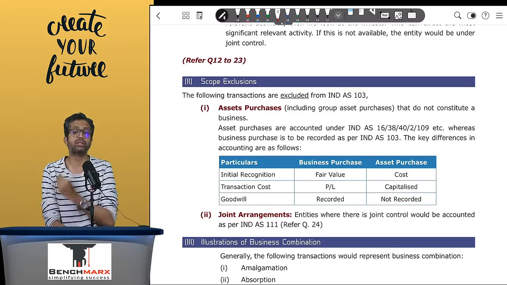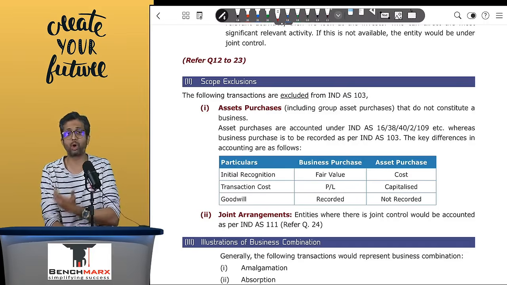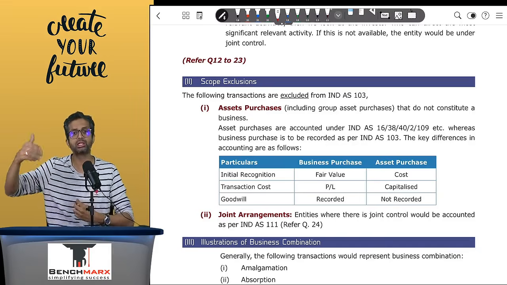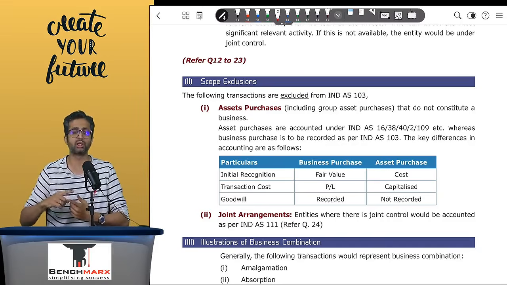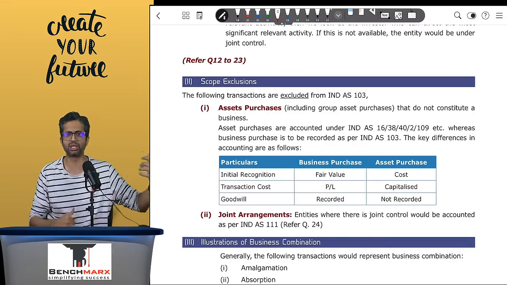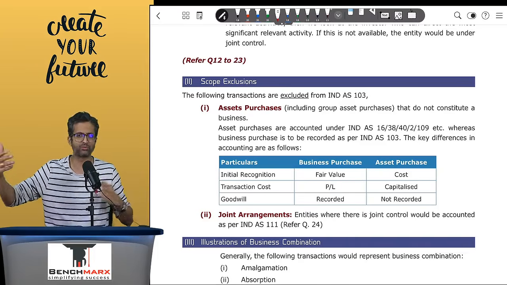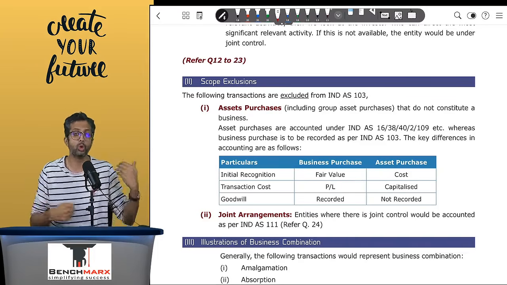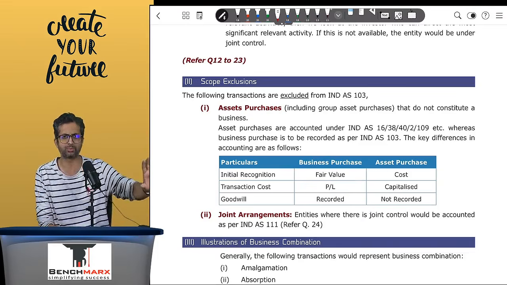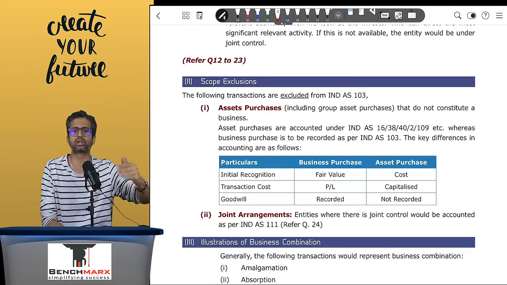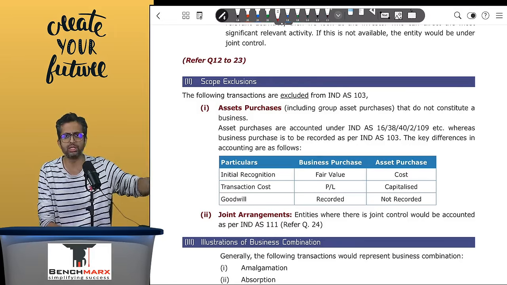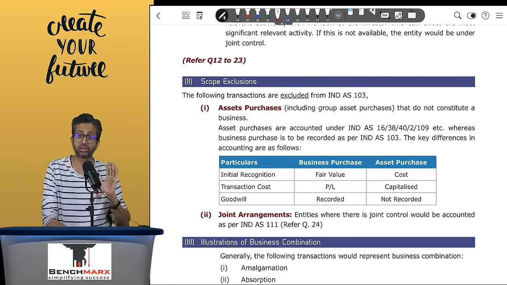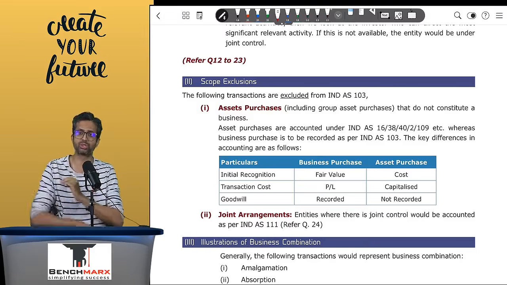And second is if there's a pure asset purchase, in which case obviously business combination will not apply, and the respective standards will apply, like IND AS 16 for PPE, IND AS 38 for intangibles, IND AS 109 for financial instruments, etc. So what is the distinctive difference between these two? Well, in asset purchase, in most of the standards, initial recognition happens at cost, like PPE, intangibles, investment property, etc., whereas in business purchase, it happens at fair value.